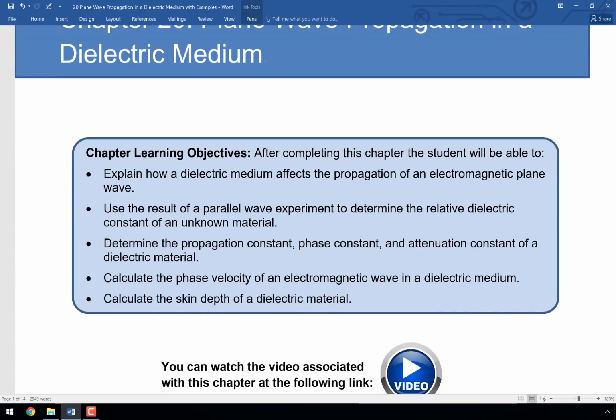So we're going to talk about how a dielectric medium affects the propagation of the electromagnetic plane wave. We're going to use the results of what's called the parallel wave experiment, which we'll talk about, to determine the relative dielectric constant of an unknown material. This is a very important experiment. We're also going to talk about the propagation constant, the phase constant, and the attenuation constant of a dielectric material.